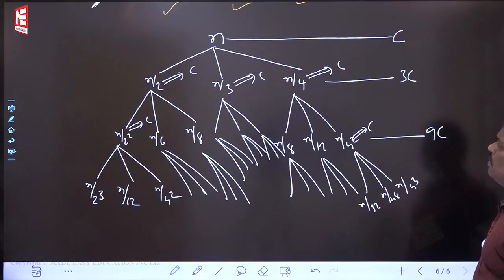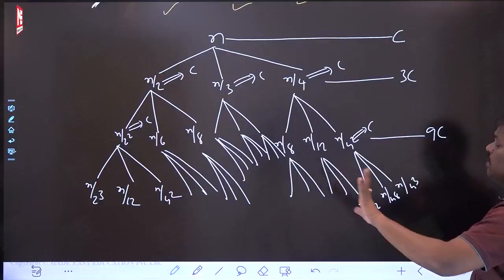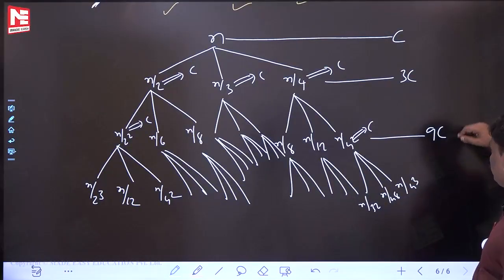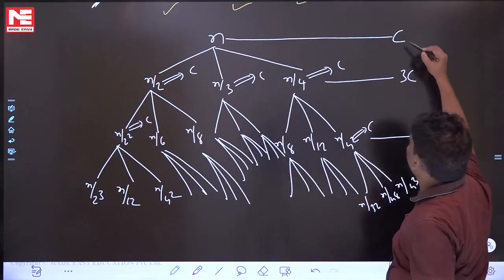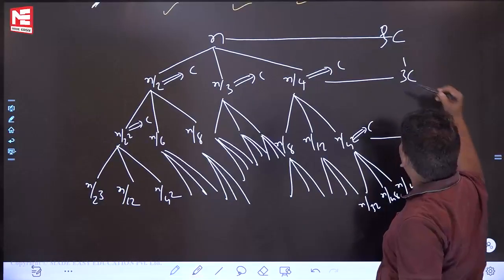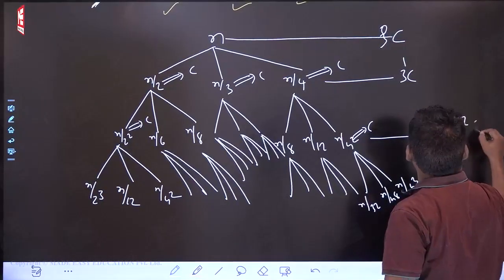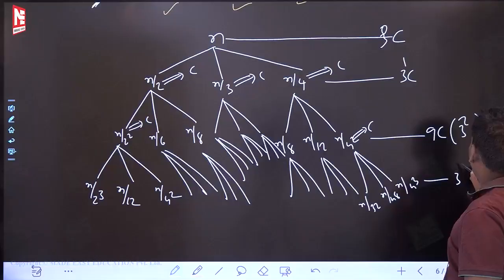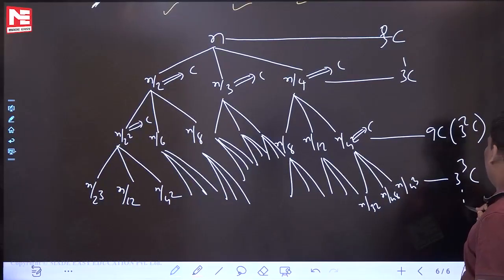Some people are asking me, I constructed a 4 level tree, then what is going on? A series is coming, you know. Which series? You can see very well. 3 power 0 c, 3 power 1 c, I think it will become 3 square c. Next one, if you want, you can check, 3 power 3, 3 cube c, and so on. It will continue like this.